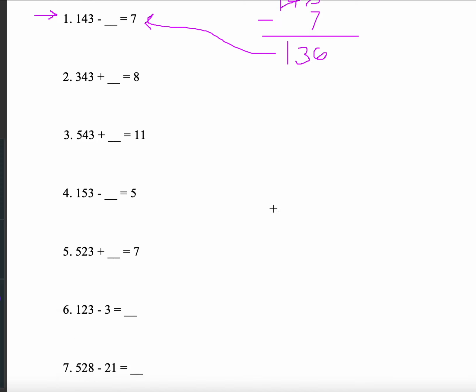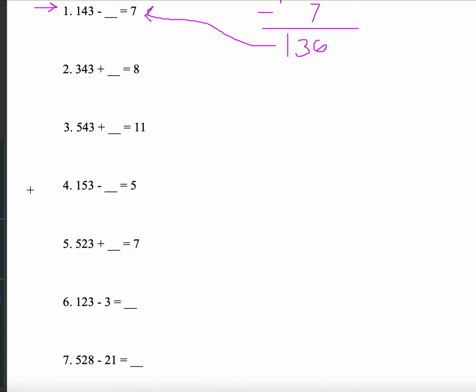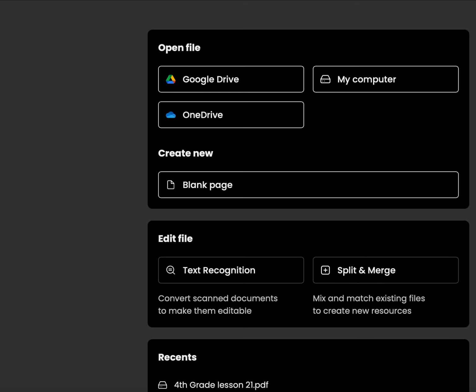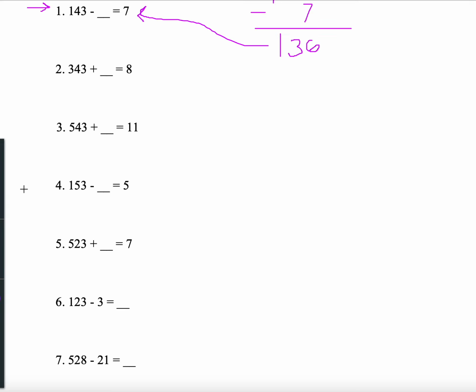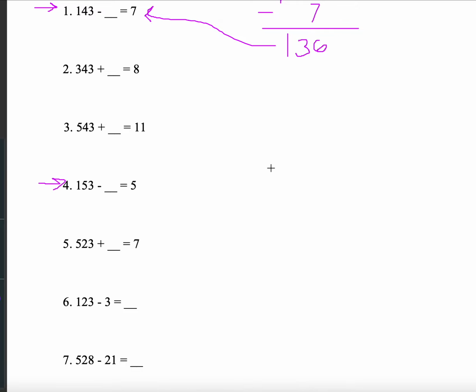Let's try another one. Let's look at number 4, which is 153 minus blank equals 5. So 153 minus 5, because in this case we're trying to find the blank. So this is 13 and this is 4.